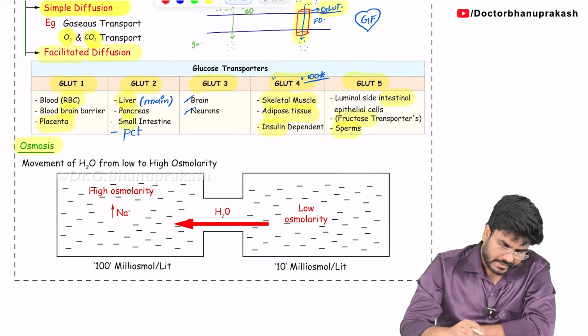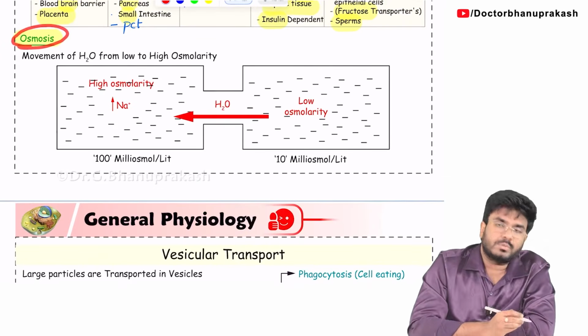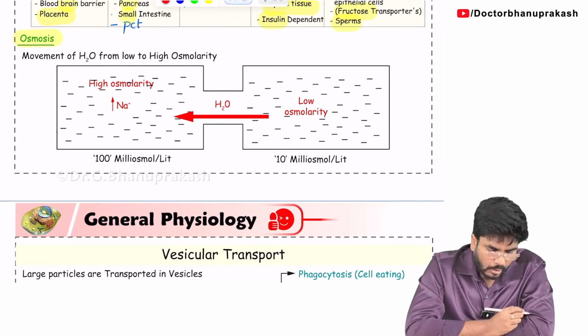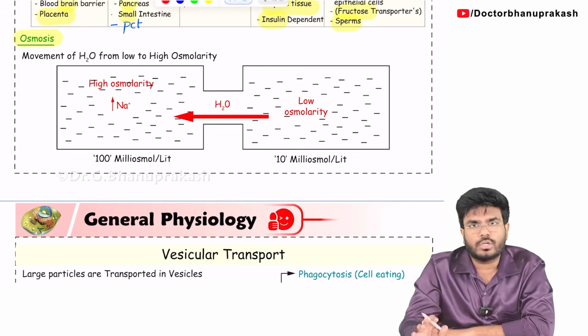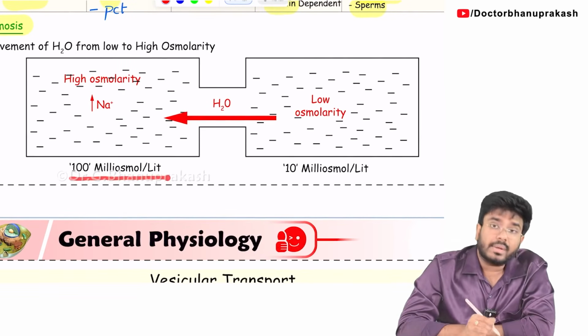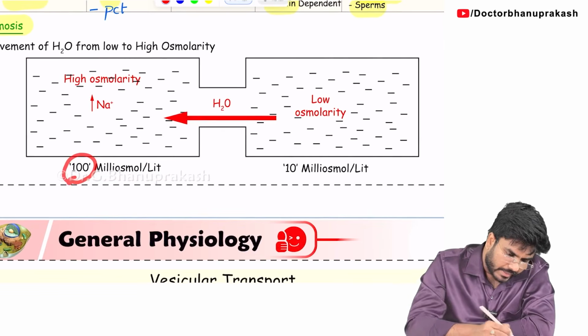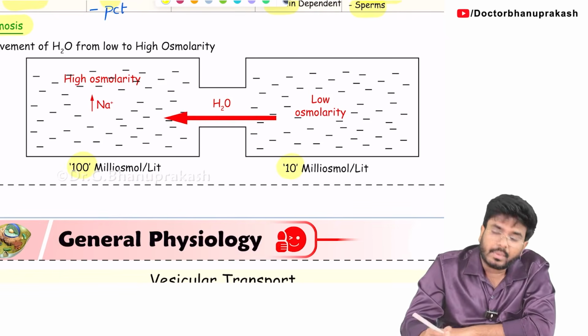Next, after the GLUTs, now let's discuss osmosis. How to understand osmosis? Let's imagine I am taking 2 beakers, A and B, with water. Now, look here, what is the osmolarity of beaker A? Let's say it is 100 milliosmoles. And the osmolarity of beaker B is 10 milliosmoles.